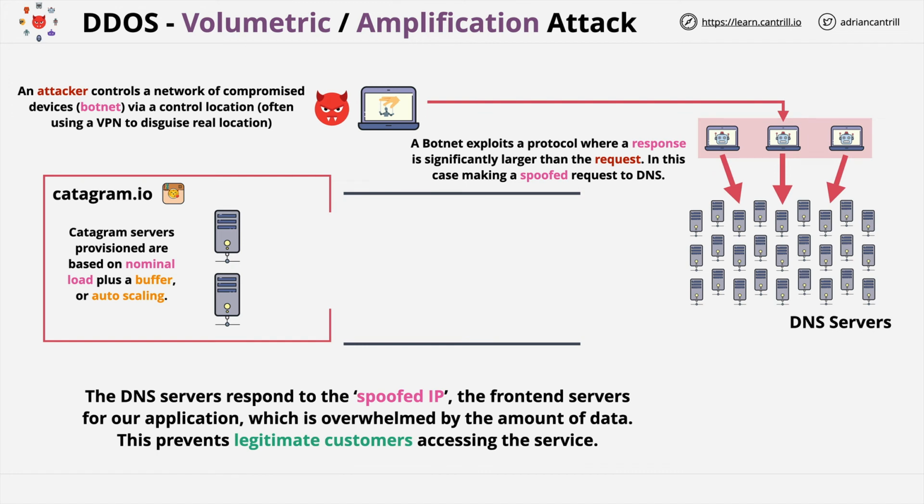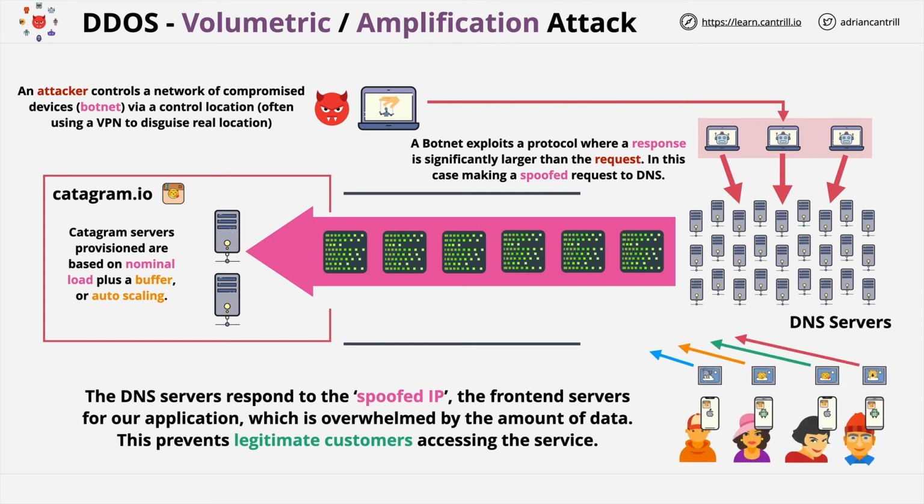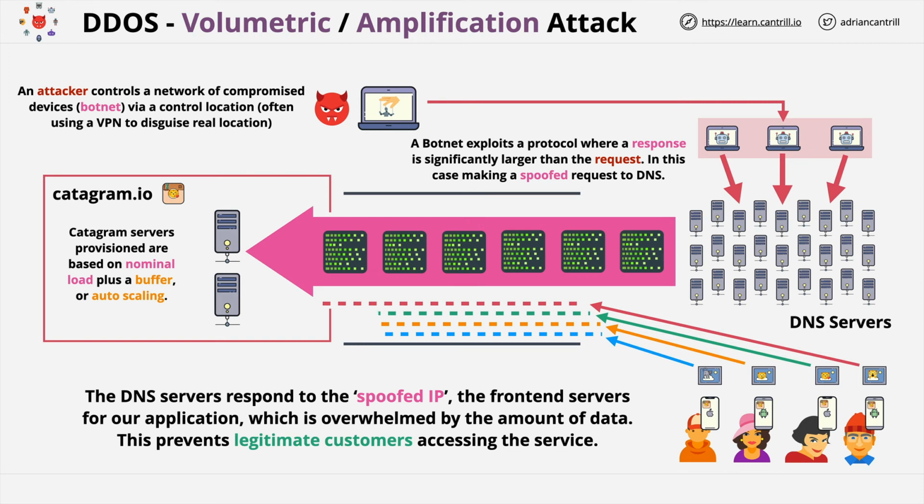Now the volume of data in each of those responses is much larger than the volume of data making the initial query to DNS, and because of this the application servers will be quickly overwhelmed. This will generally affect the data connection to our application infrastructure rather than the application server itself, and this will mean that legitimate application users experience degraded levels of performance because they're competing to use the same total capacity of the application data connection with these fake responses coming in from all of these DNS servers.